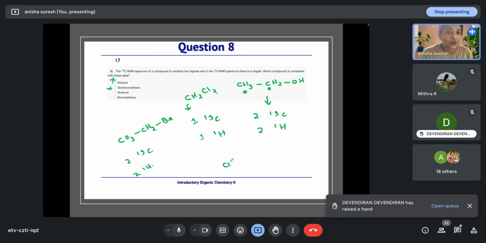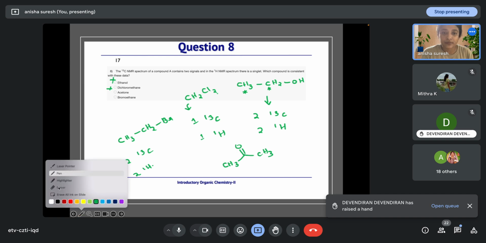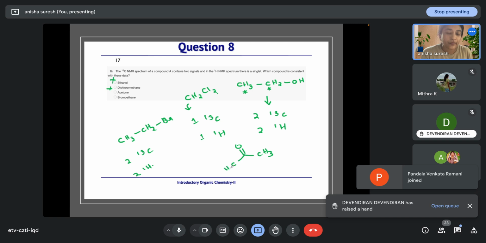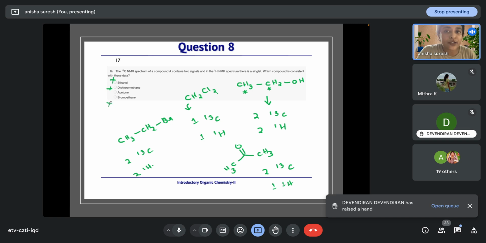If we compare acetone, CH3, double bond O, CH3, these two will be identical. So it will show two 13C signals, and in the case of proton, the 6 protons will be identical, right? It is a symmetrical compound, the 6 protons will be identical, hence it will show only one proton signal. So the right option will be acetone. Any doubts? No, ma'am. Okay.